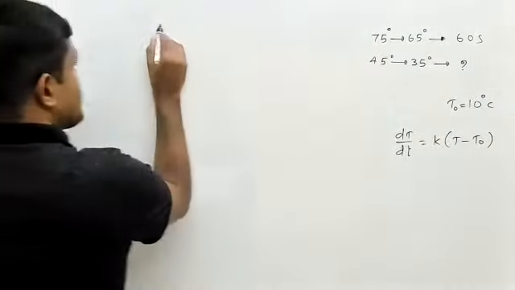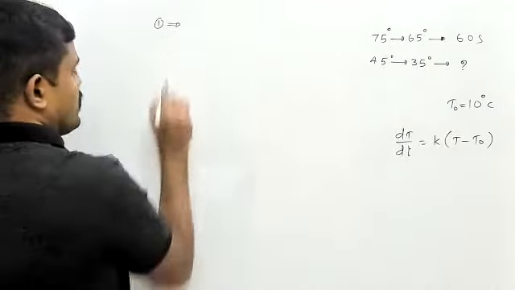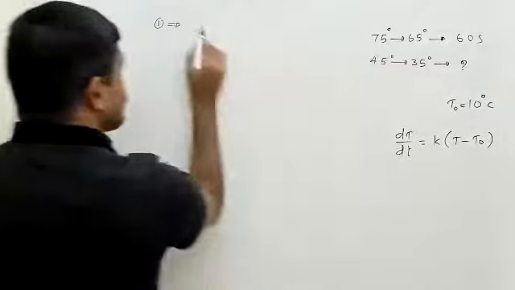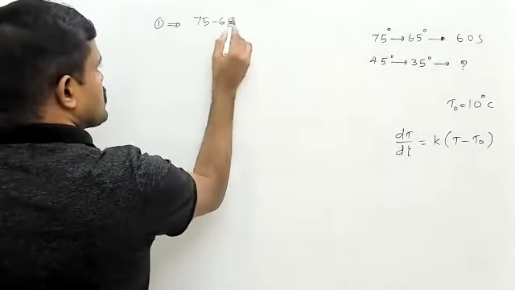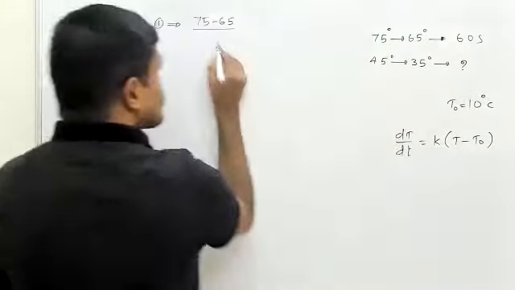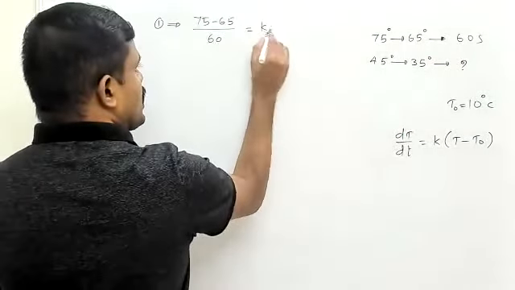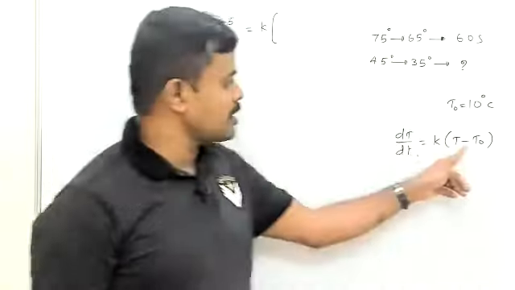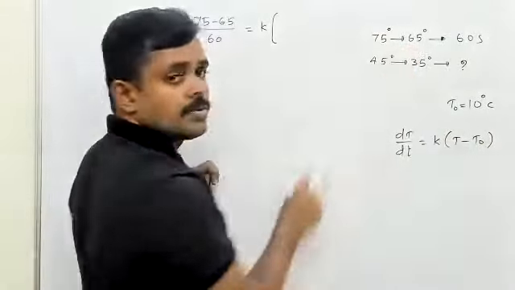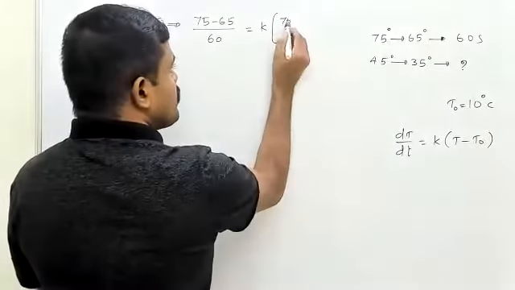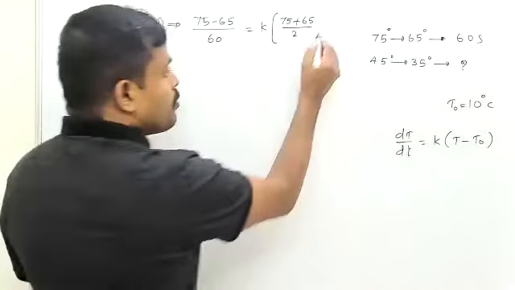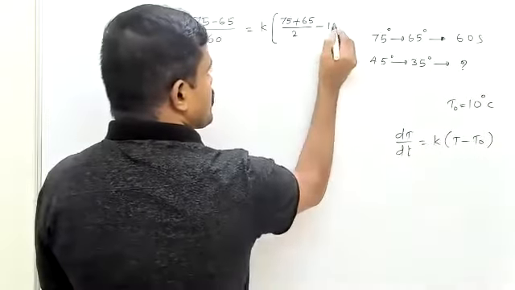So let us write case number 1. What is dT? Temperature difference. 75 minus 65. And it happens in how much time? Time is to be put, 60 seconds. Is equal to k into T minus T0. What is this T? It is the average of these two. 75 plus 65 by 2 minus atmospheric temperature, which is 10.